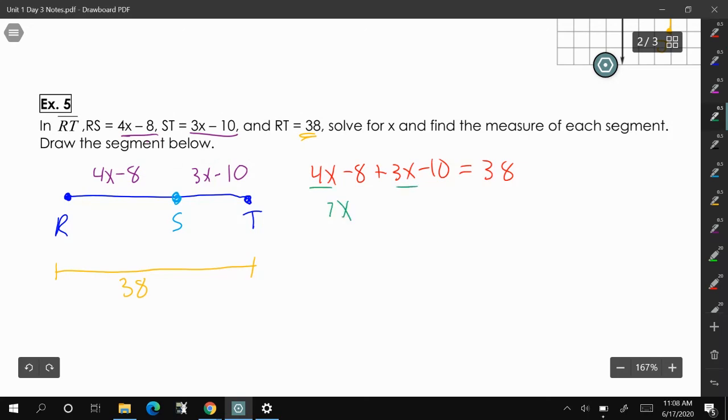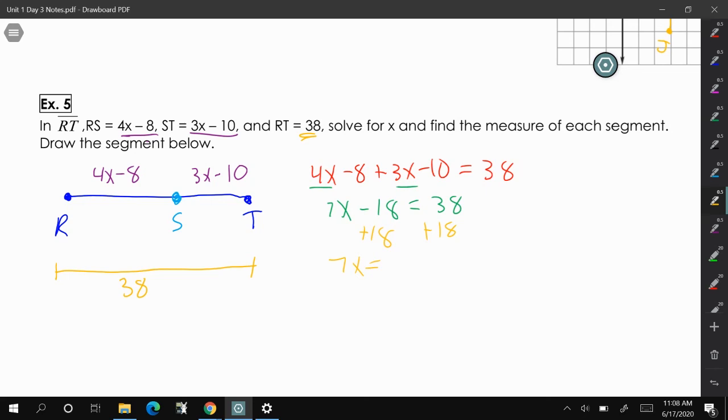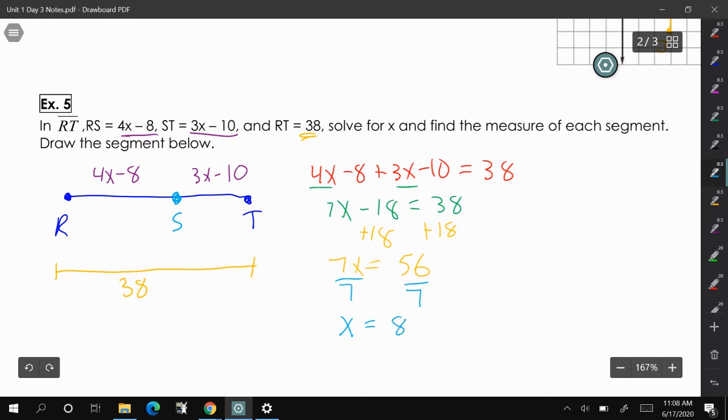We have 7x minus 18 equals 38. And then we would add 18 to both sides. So 7x would equal 38 plus 18, 56. Divide both sides by 7, and x would equal 8. So we did that part. We found out what x is. The question, though, said find the measure of each segment.